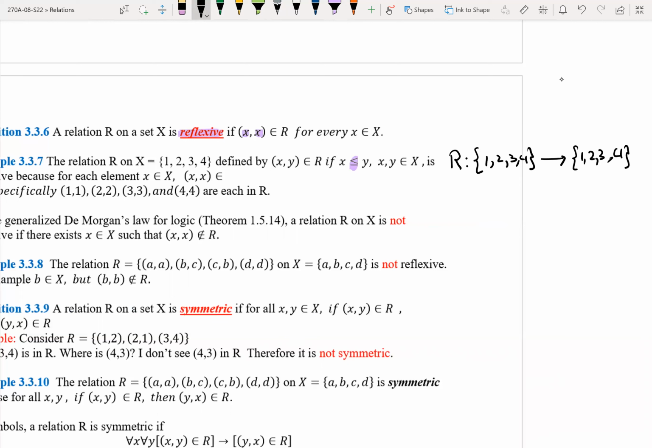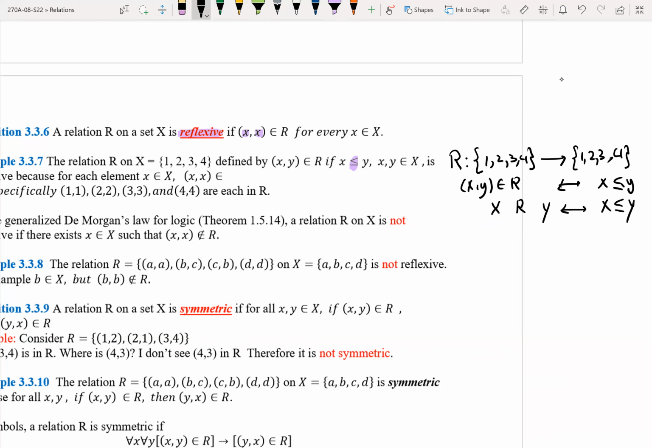And then the relation says X and Y are related if and only if X is less than or equal to Y. I can just use different notation. We can say it like this, or you can say it like this. And then this relation is X less than or equal to Y.